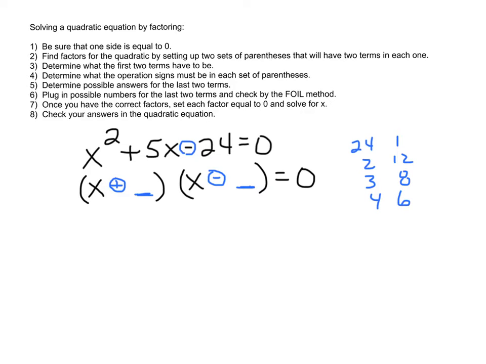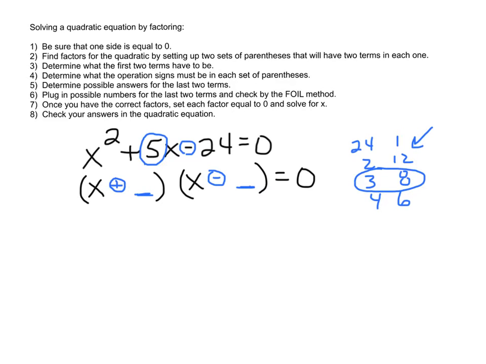Well, I know that I have to end up with a 5. So I'm taking a look at all these sets of numbers right here, and I'm trying to take a look at them. Which sets of those can I add or subtract to get 5? And obviously it is the 3 and the 8. So I know I'm going to need a 3 and an 8.